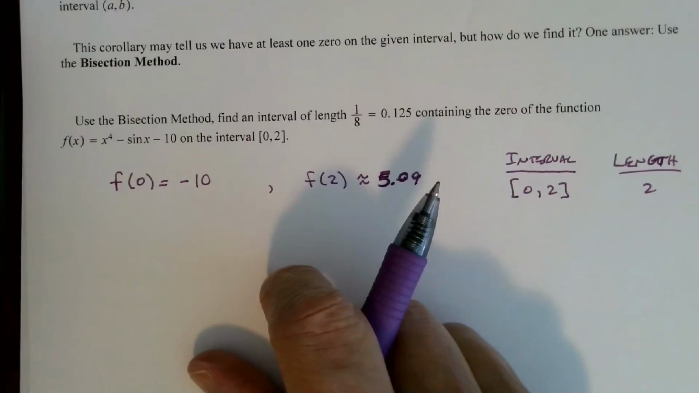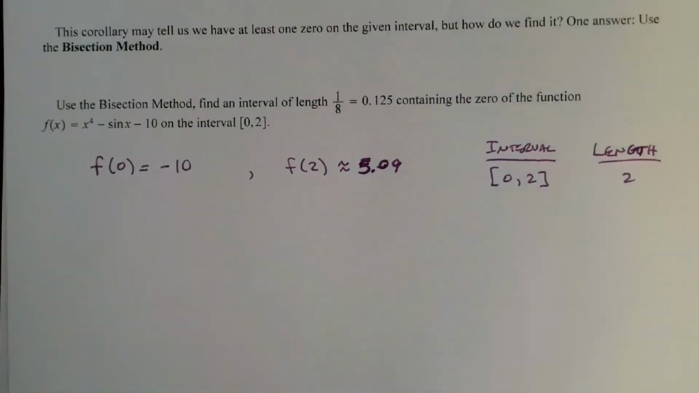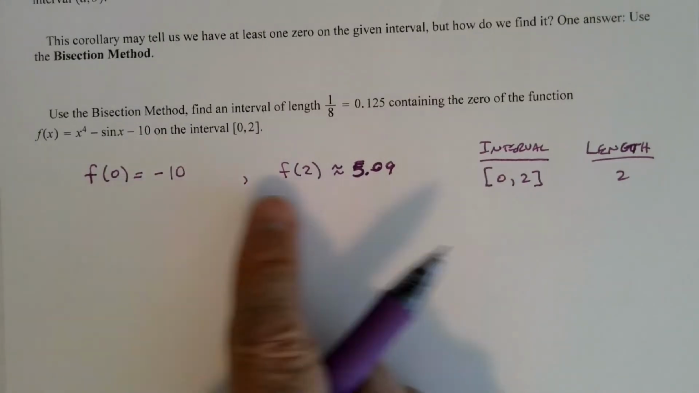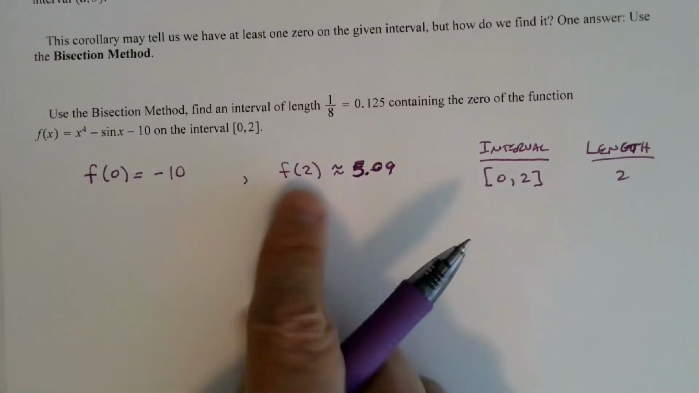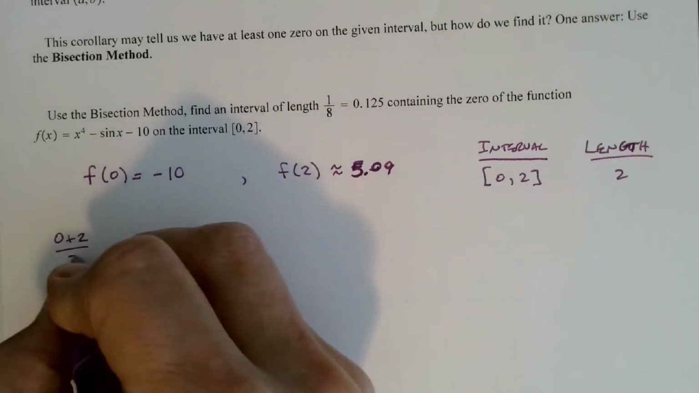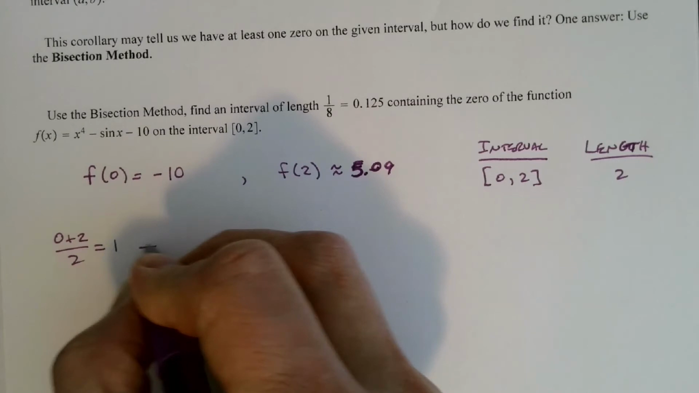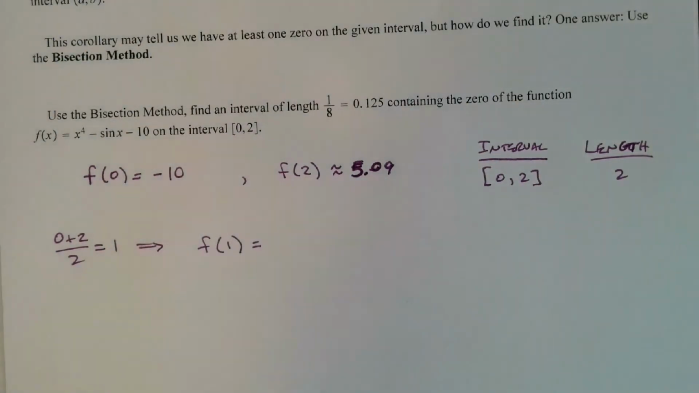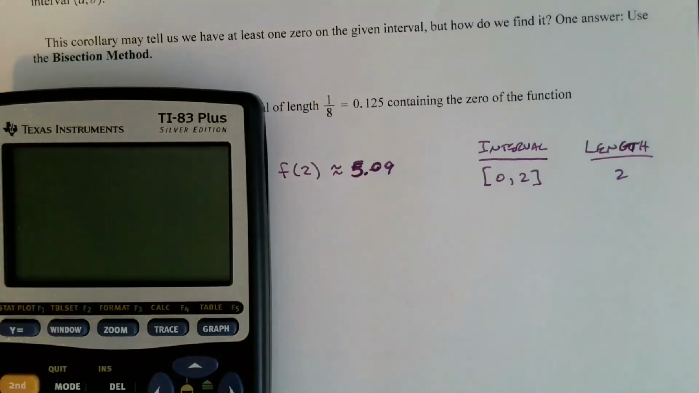It's called the bisection method because what we do now is we bisect the interval from 0 to 2. In other words, we just take the average of 0 and 2. What's halfway between 0 and 2? 1, right? 0 plus 2 divided by 2 gives me 1. And so what I'm interested in now, what is f of 1? So now I'm going to plug 1 into this same function. I'm going to use the calculator, which I already have entered in that function in there.